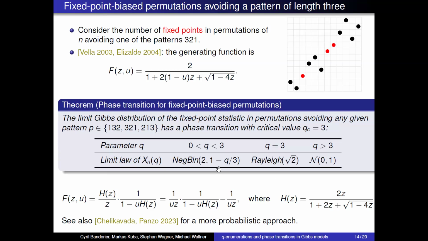And therefore, you directly get that the number of fixed ones under the Gibbs model will satisfy the negative binomial, Mittag-Leffler, which is simplifying to a Rayleigh distribution in this case, and then the Gaussian case. So this was also considered in an article by Shelley Cavada and Panzo.